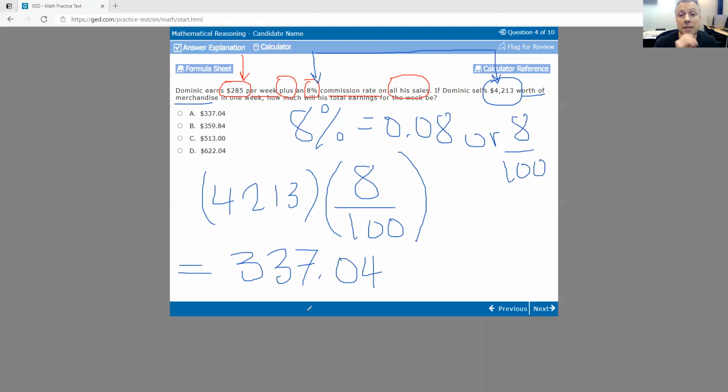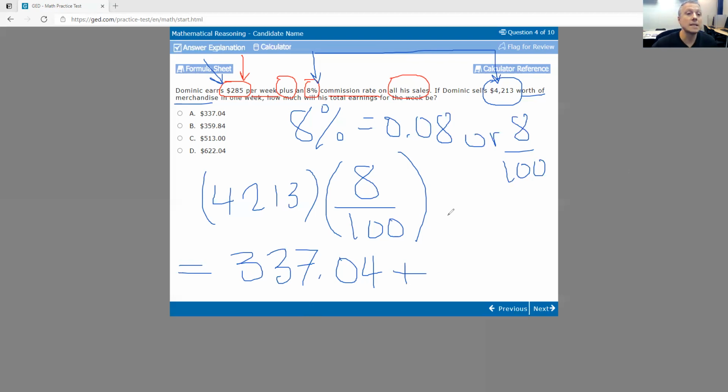The answer that we come up with is $337.04. This is the commission on the $4,213 worth of merchandise that he sold. But he still earns plus the $285 a week because that is something that he's earning every week. Right? And that's also like a security blanket. Like, what if he doesn't sell anything one week? It's a slow week.